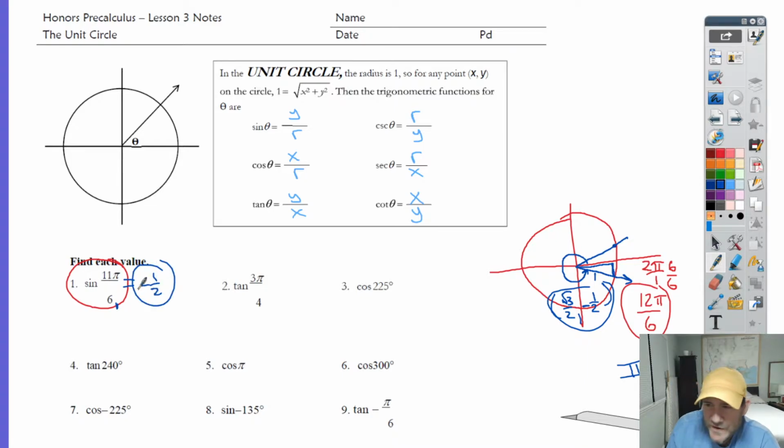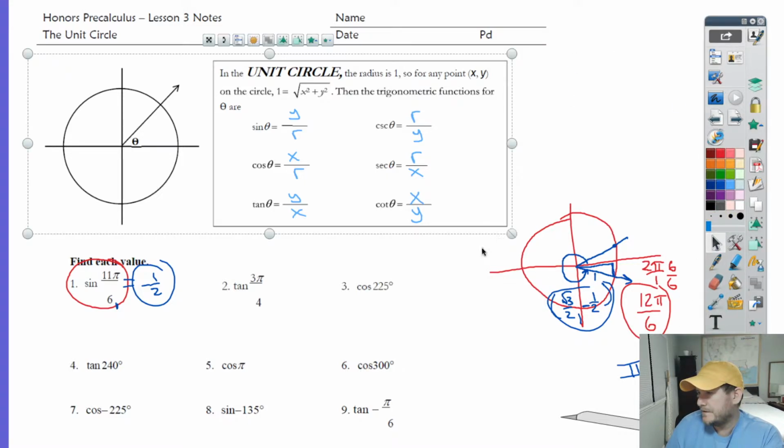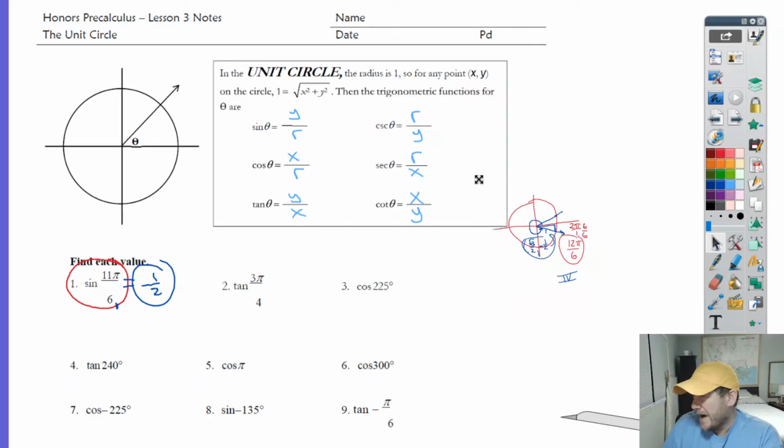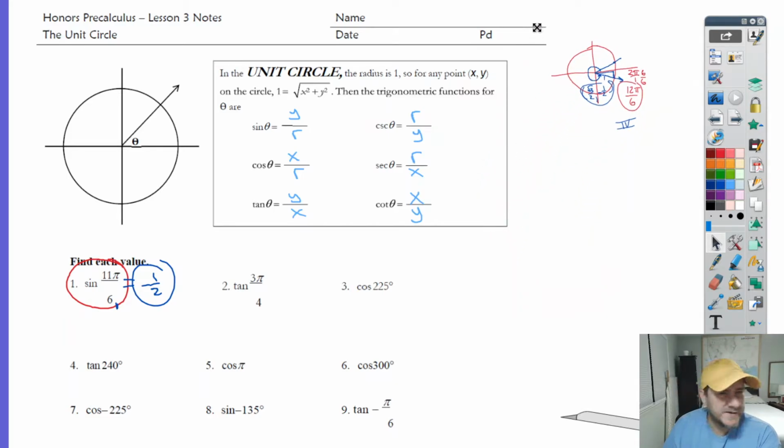I evaluated that trig expression by kind of just drawing a sketch and thinking it through. And I can do the same thing for tangent. Now, for this, I'm going to shrink this and move it over there, so you can still see it. But now we're doing number 2.